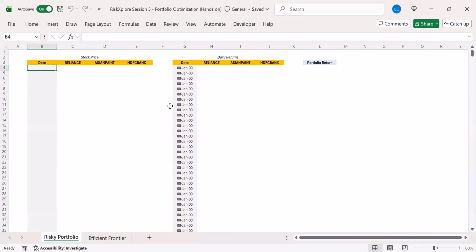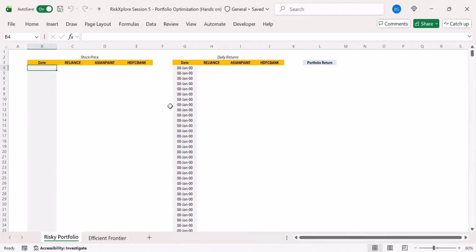So, welcome everyone to session number 5 of RiskXplore. And the agenda for this session is portfolio optimization. Now, this topic is at the heart of any finance course, whether you take CFA, FRM, or CA. This topic you will find in almost all the finance courses, right? So, it is that much important.